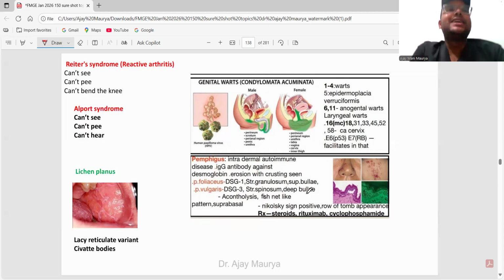terminologies. See, this is Ritter's and Ritter syndrome. I already discussed it, so try to check out our group. Just search in our group for Ritter's and Ritter syndrome, and Alport syndrome also. I discussed it very neatly.